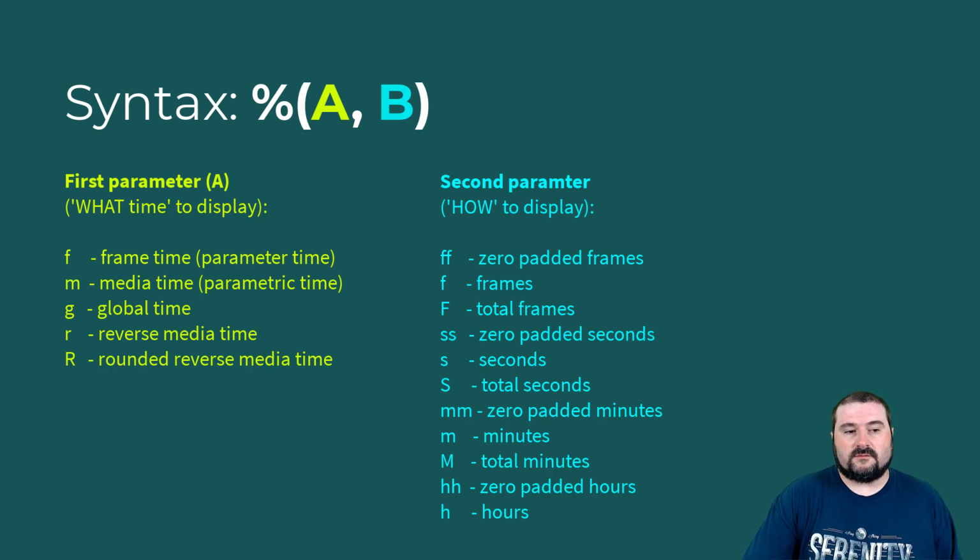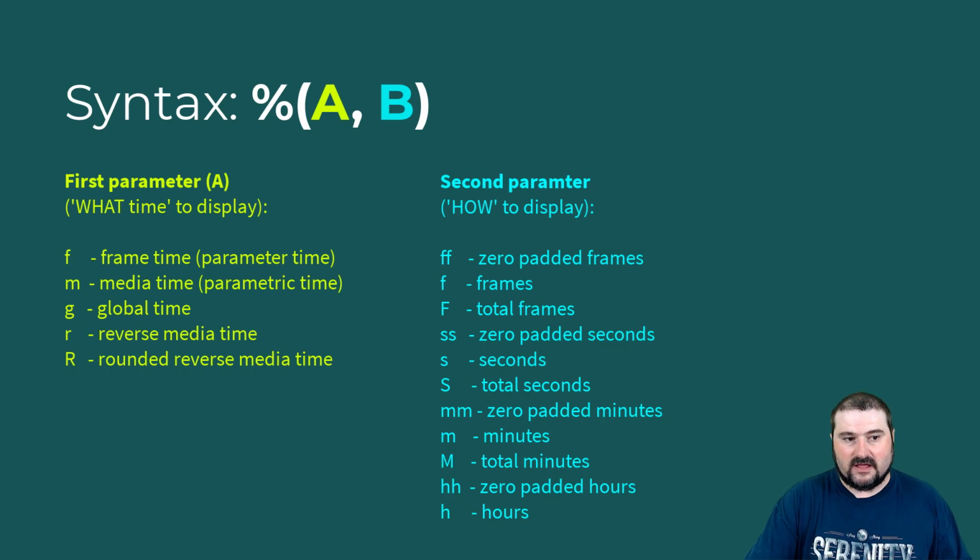So on the first column you can display the frame time, the current frame time, the media time, which means the current clip that this thing is applied to, the global time, which means the full timeline, the reverse media time, so this is what allows you to do a countdown timer, and a rounded reverse media time, which rounds it to the nearest second, right? So now the second part of this thing, the parameters, is how do you want to display that time. So not all of them are going to look the same, or work for all of them.